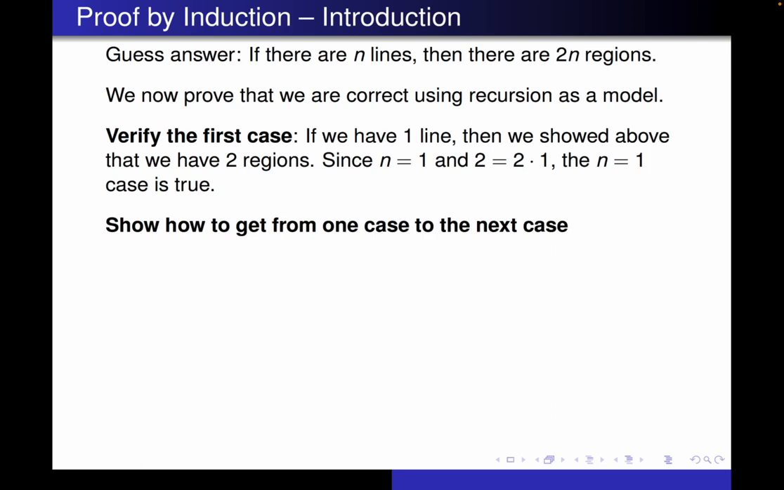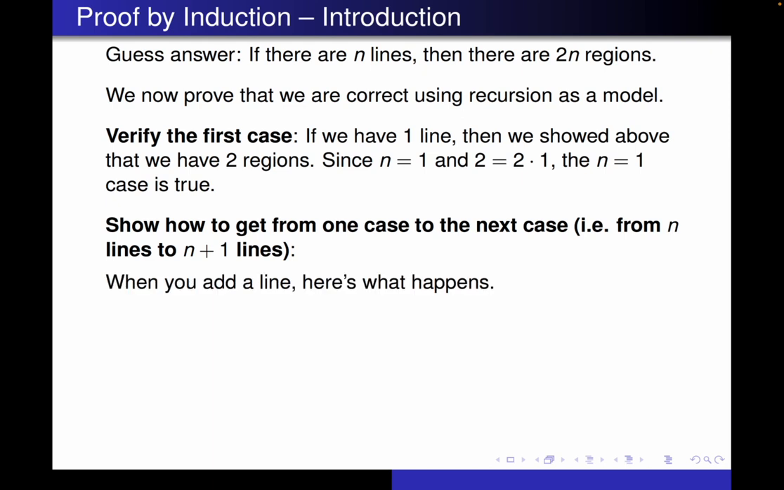Then the next thing we're going to do is show how to get from one case to the next case. This is the part that's like recursion. In recursive sequences, we use a formula to say how do we get from the last term to the current term that we're looking for. So in other words, if we already know the result is true for n lines, how do we show that it's true for n plus 1 lines? We're going to use the case of n lines to get to n plus 1 lines.